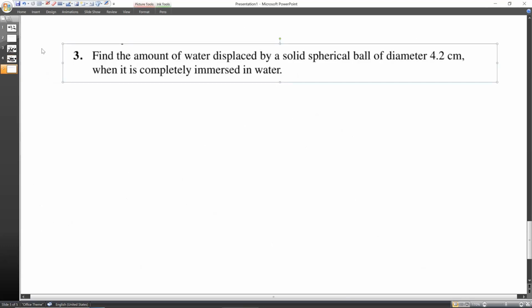Do this question, please. The amount of water displaced by a solid hemispherical ball of diameter 4.2 centimeters when it is completely immersed in water. Okay, sir.